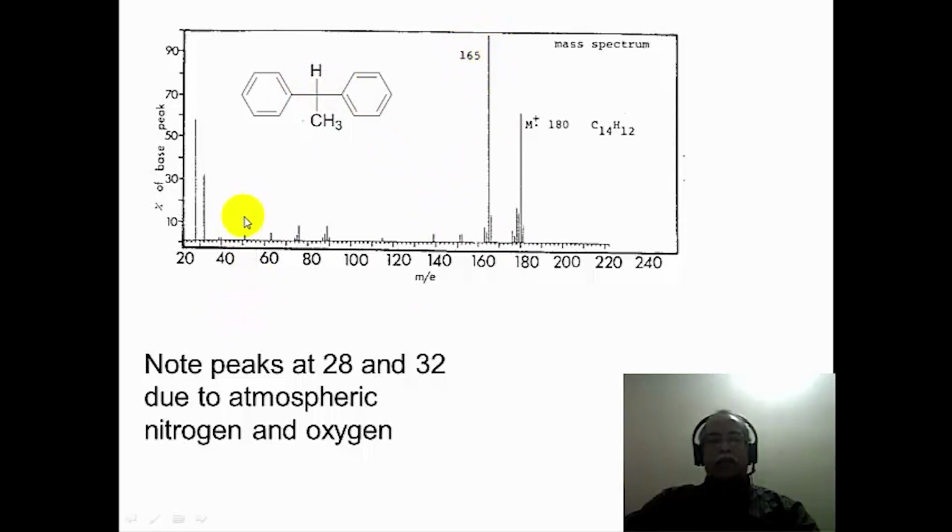Interestingly, the mass spectrum also shows some impurity peaks, essentially coming from atmospheric nitrogen and oxygen. There is a peak, if you observe carefully, at the m/z value of 28 and 32. Most likely these peaks are coming from contamination from atmospheric nitrogen and oxygen, corresponding to molecular weights of 28 and 32 respectively for these two elements.